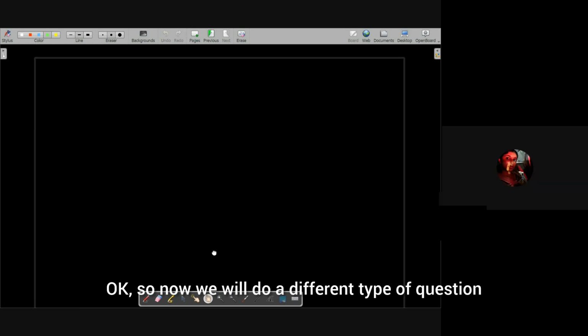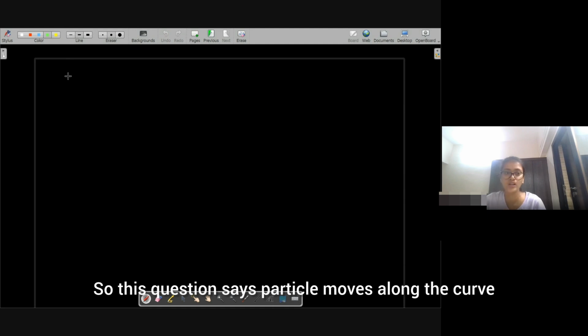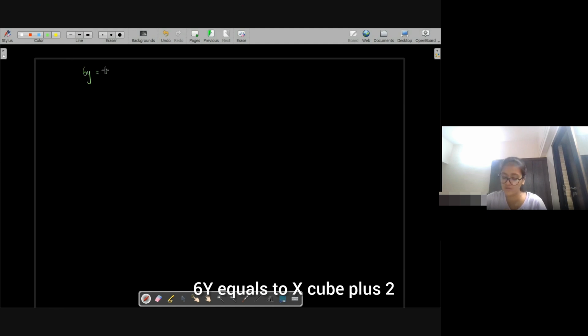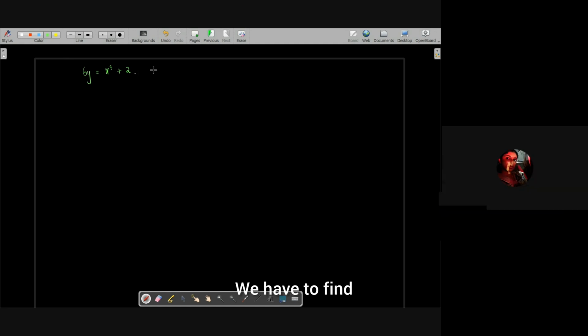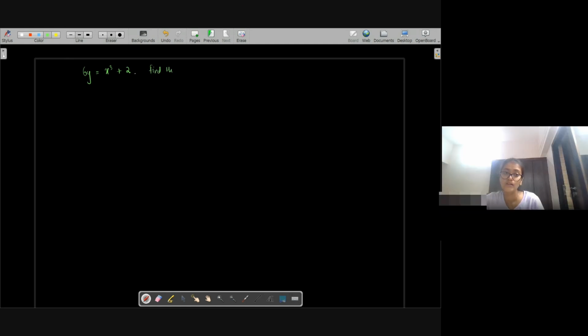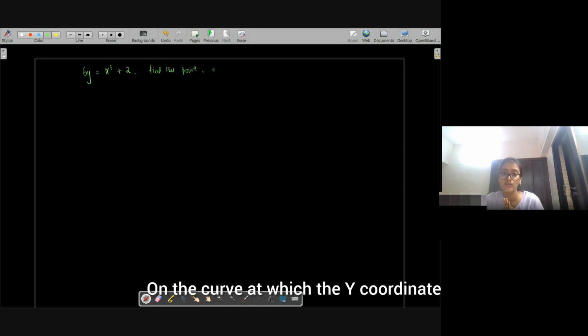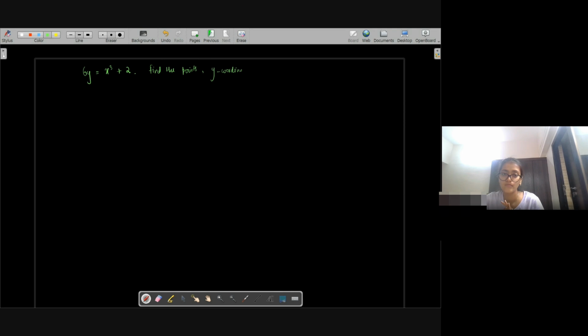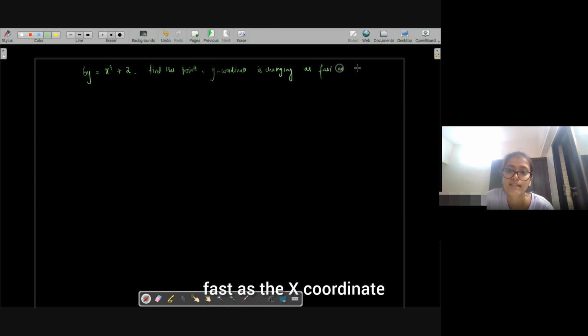So now we will do a different type of question. This question says a particle moves along the curve 6y equals x cubed plus 2. So there is a particle that moves along this curve. We have to find the points on the curve at which the y coordinate is changing 8 times as fast as the x coordinate.